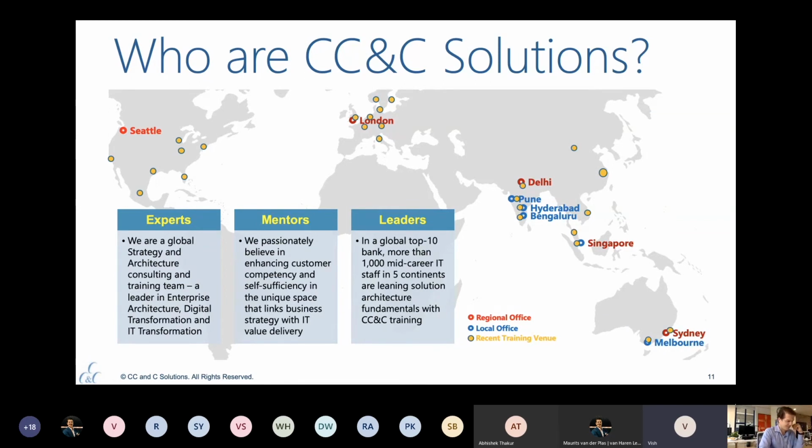So very briefly, who are we? Why are we here? As Maurits introduced, CC&C Solutions, one of the accredited training partners and a member of BIAN. Some people pronounce it differently, but I would continue to say BIAN, okay? The three C's stand for connect, communicate, and collaborate. That's our slogan. Right now, we are connected. Hopefully, we are communicating. And of course, there's opportunity for all of us to collaborate.